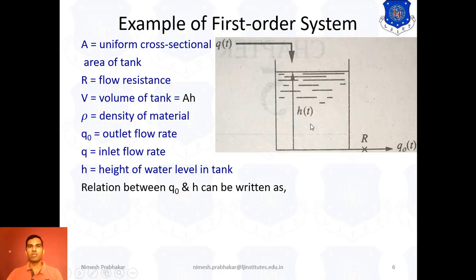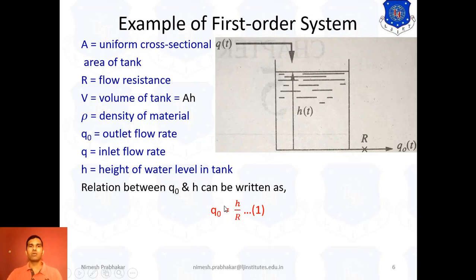Now from this figure we can write the relation between Q0, that means the output flow rate, and resistance R as Q0 is equal to H by R. This represents the linear relation between Q0 and H. In the next lecture we will discuss the non-linear system. Here we discuss the linear system. What is a linear system and what is a non-linear system, we will discuss in the next lecture.